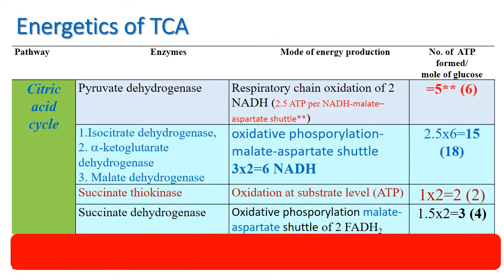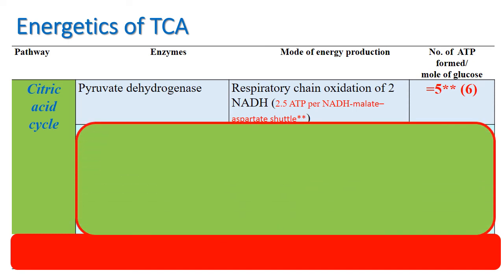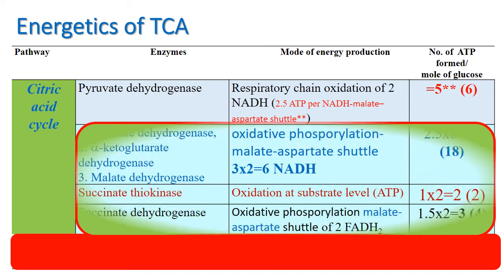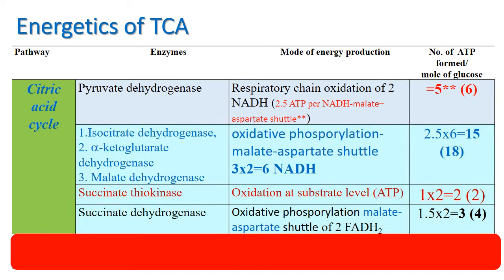Energetics of TCA or tricarboxylic acid cycle. So there is a production of 20 ATPs as we have discussed in the earlier slide, but in total if we count these ATPs production from pyruvate dehydrogenase step, that is conversion of pyruvic acid into acetyl CoA, there is a production of 2 NADH. Again, if it gets oxidized through this malate aspartate shuttle, there is a production of 2.5 ATPs per NADH. So in total there is a production of 5 ATPs.